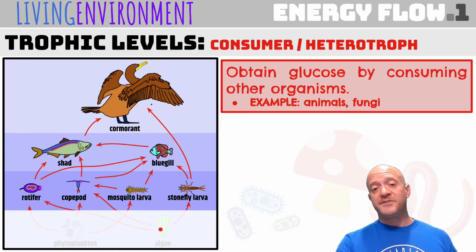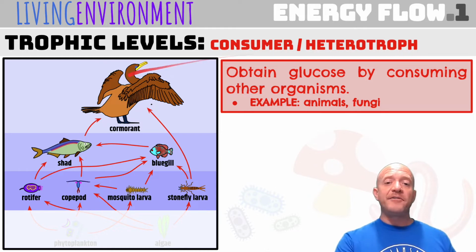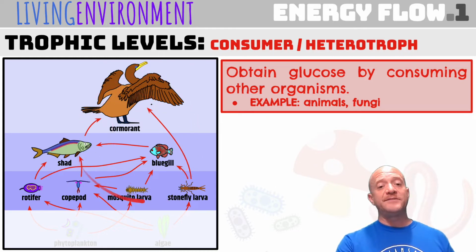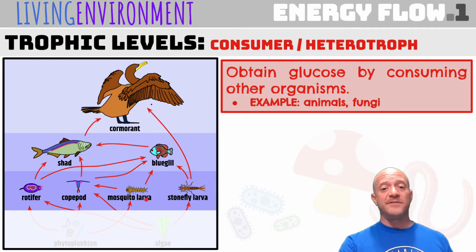Beyond the producers, we have consumers or heterotrophs. Hetero means different, so this is different feeding. Now heterotrophs are obtaining their glucose by consuming other organisms. So if it consumes something else that is living, it's a heterotroph. All of these animals are heterotrophs, also fungi.